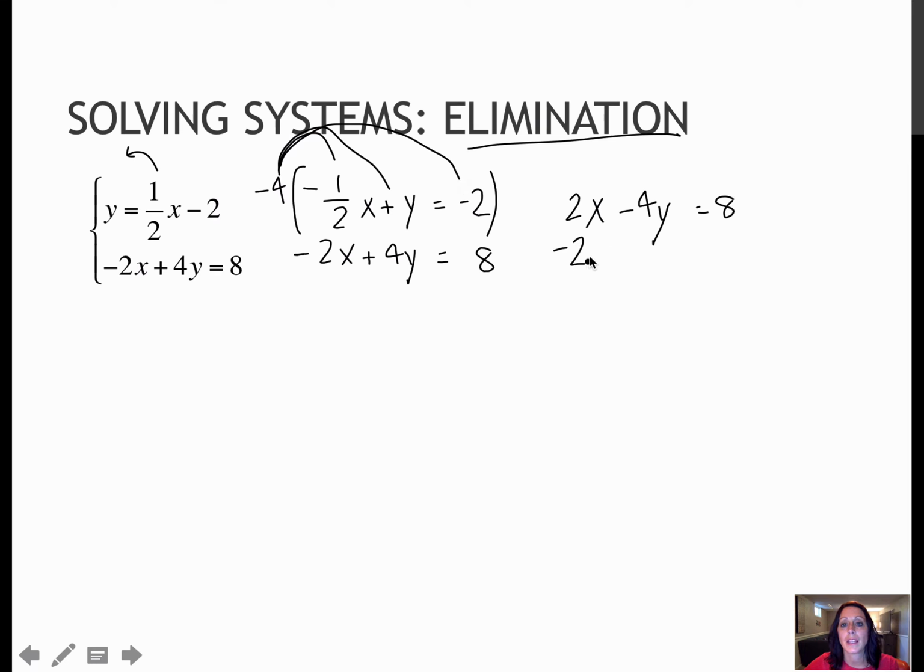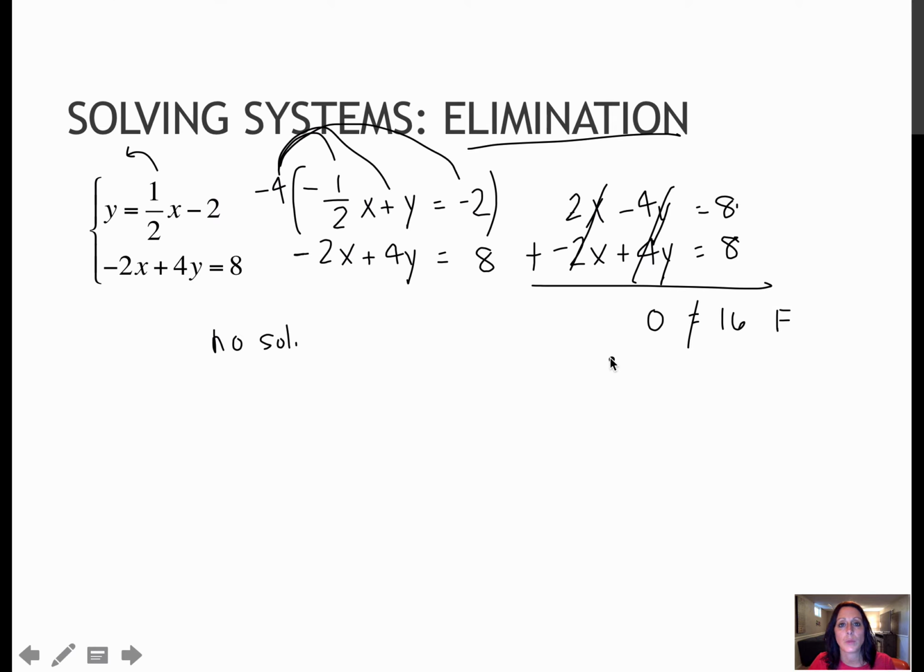I'm going to rewrite this equation because with elimination it's important that you line things up properly. And now I'm just going to add. 2x and negative 2x cancels. Negative 4y and positive 4y cancels. I'm left with 0 on the left side. 8 plus 8 is 16. Again, this is not true. It's an untrue statement. It's false, which means this is no solution. So just as we had found before, this is a no solution question.